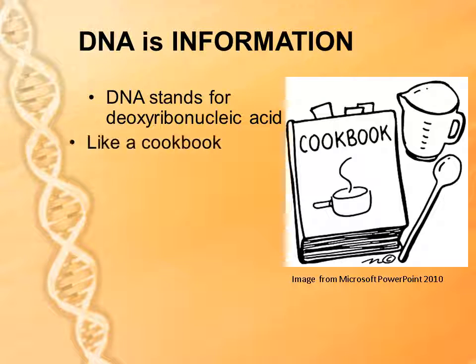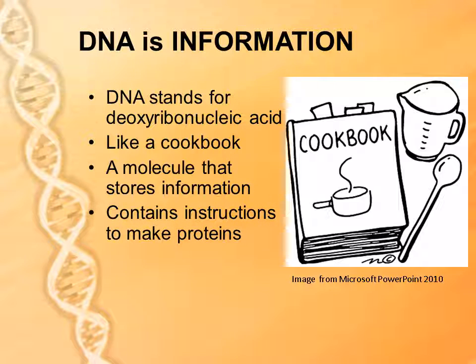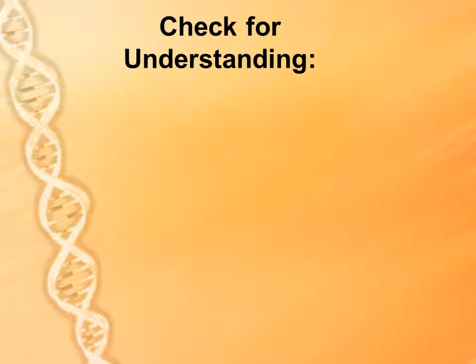DNA resembles a cookbook. Just like a cookbook contains all of the instructions to make a recipe, our DNA contains all of the instructions to make a person. And the way that DNA does that is by storing specific sections or segments that allow us to make proteins. And proteins are pretty important because proteins basically provide us with our traits. And if proteins aren't made correctly, then our traits aren't correct. And so that's kind of where we're at. And we're going to look at the way that DNA makes those proteins.